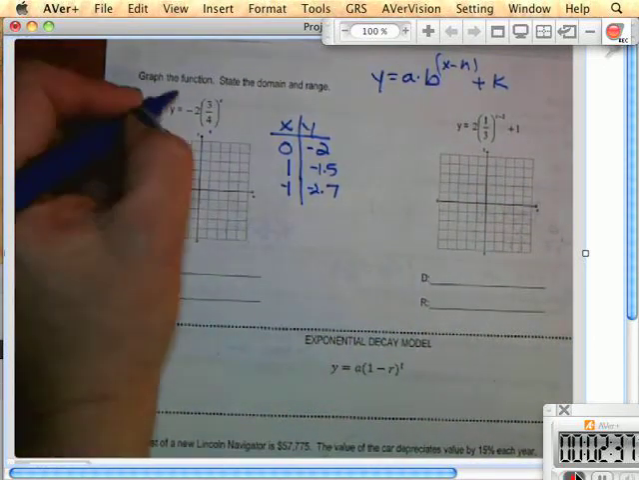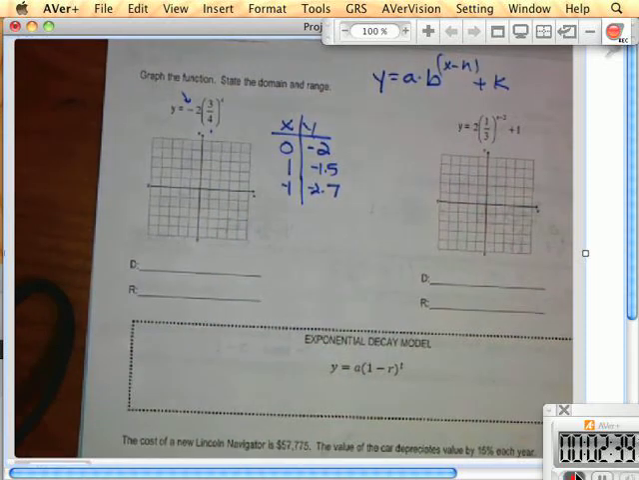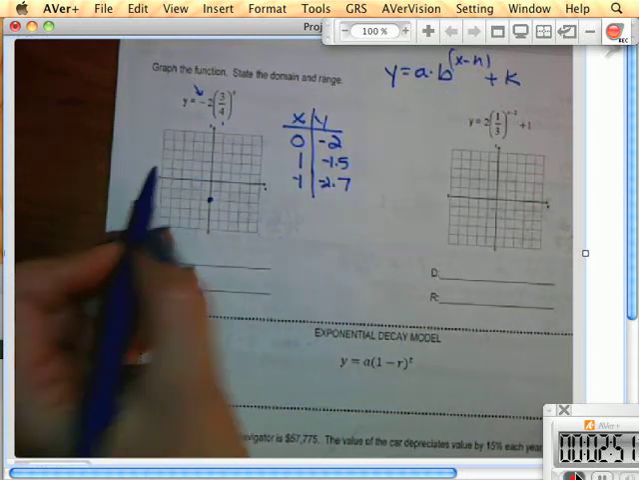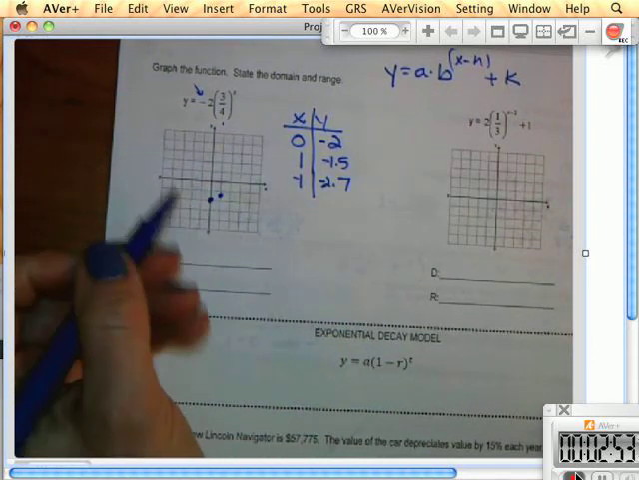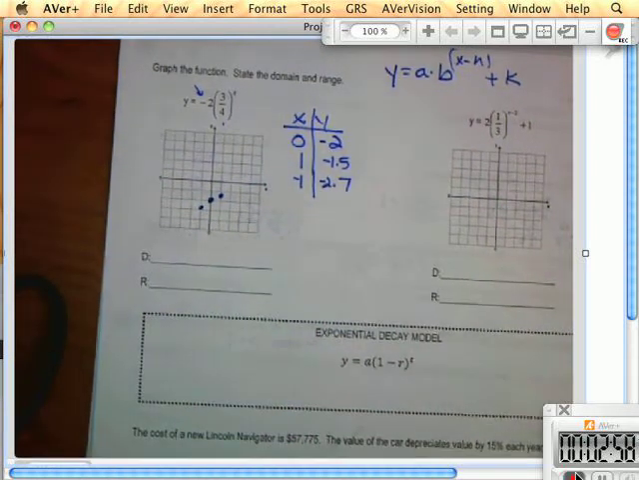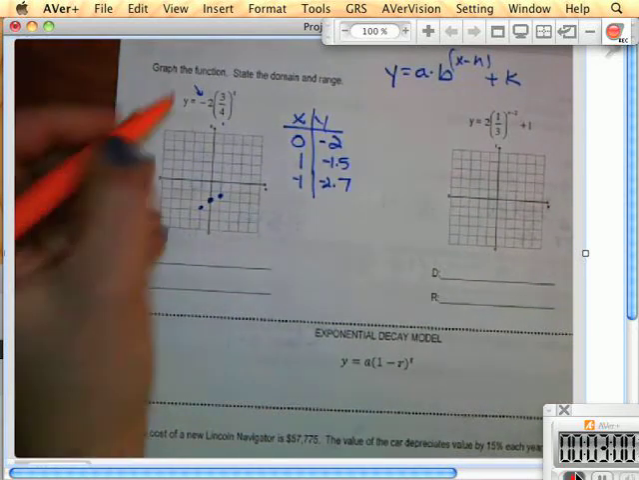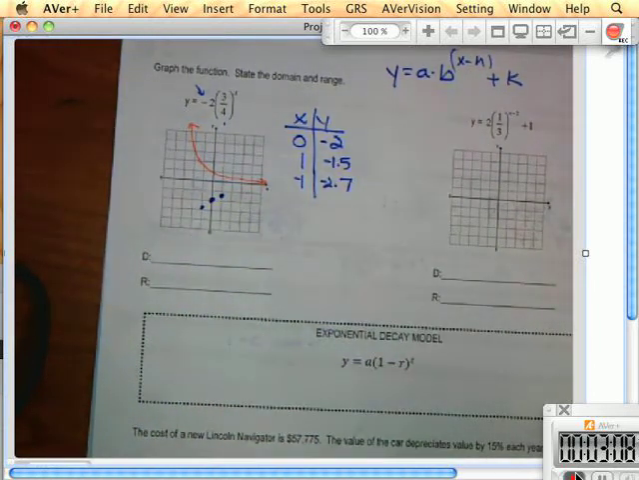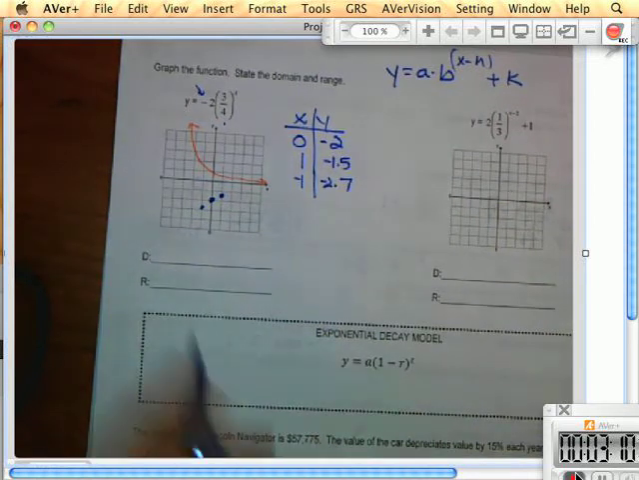Wait a minute. What's that? So it's going to make my decay graph do what? Flip over the x-axis. Okay. So let's plot these points. 0, -2. Over 1, down 1.5. -1, -2.7. Again, well, let's think about it. Before it flipped, it would be something like this. Don't draw this, I'm just saying. It's going to be something like that before we apply the negative, correct? And the negative is going to make it do this.